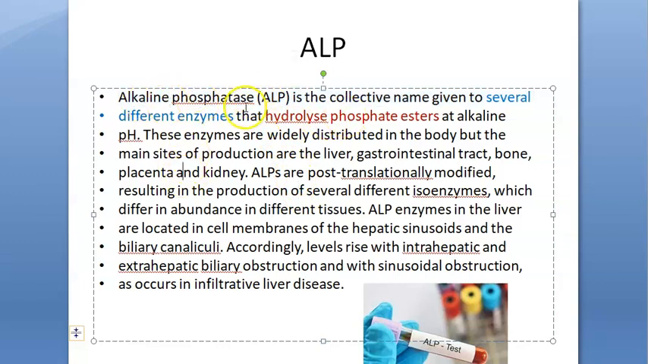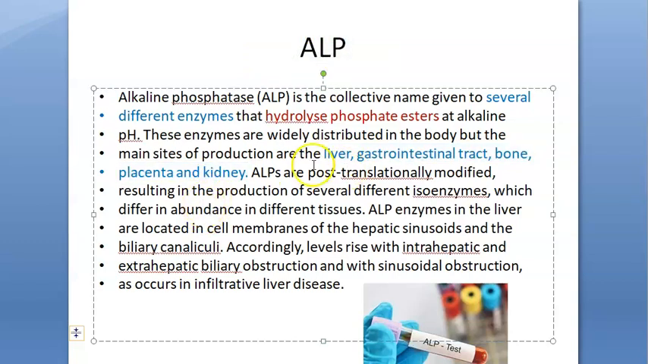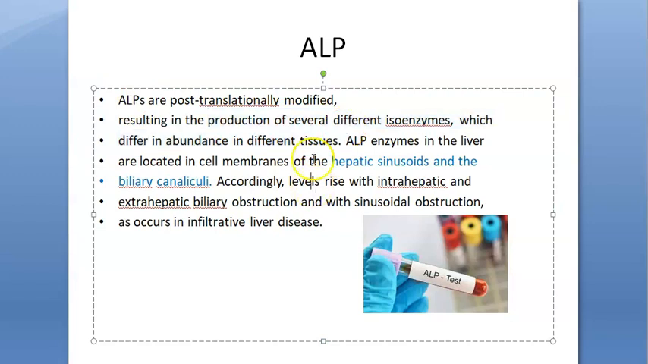So alkaline phosphatase. Fine. Where are the main sites of production? Liver, gastrointestinal tract, bone, placenta, kidney. Looks like there are many places it's made. Here we'll mainly be focusing on bone, liver and placenta. Then what else should you know here? Once this ALP is made, there will be several modifications of it, several different isoenzymes, in different tissues.